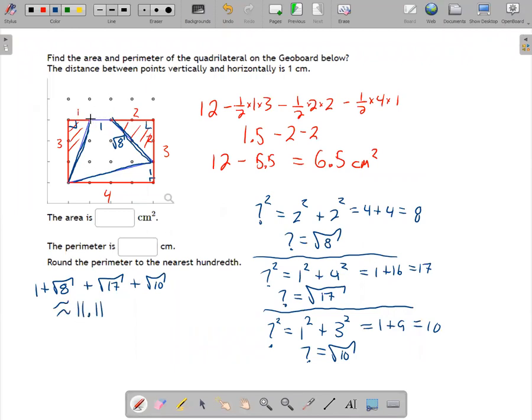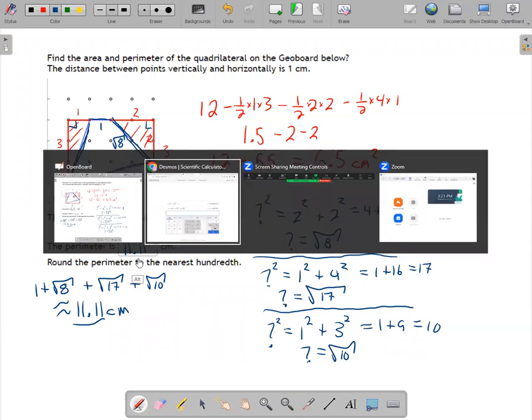And since each of these horizontal and vertical lengths are 1 centimeter, these are also centimeters for the perimeter. So I have an area of 6.5 exactly, and a perimeter of about 11.11 according to my calculator.